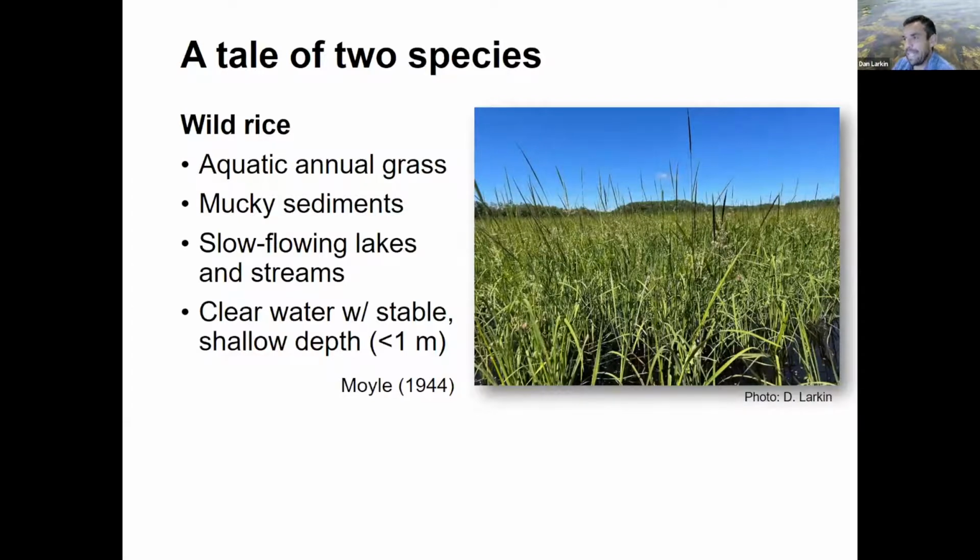So, a tale of two species. Actually, Alex Badges earlier today did a nod to A Tale of Two Cities, and I'm doing the same metaphor. So wild rice, which you just heard about from Josh, is an aquatic annual grass. We find it growing on mucky sediments in slow flowing areas of lakes, streams, and rivers. And it's sort of a Goldilocks species that likes things just so, with clear water and stable, shallow depth, less than about 3 feet.